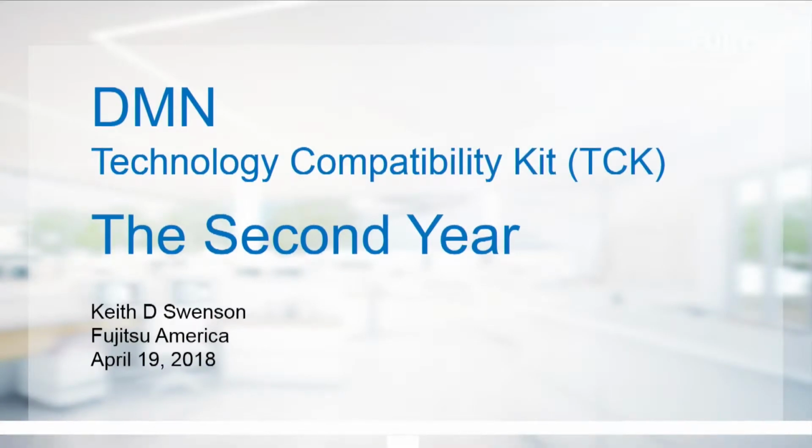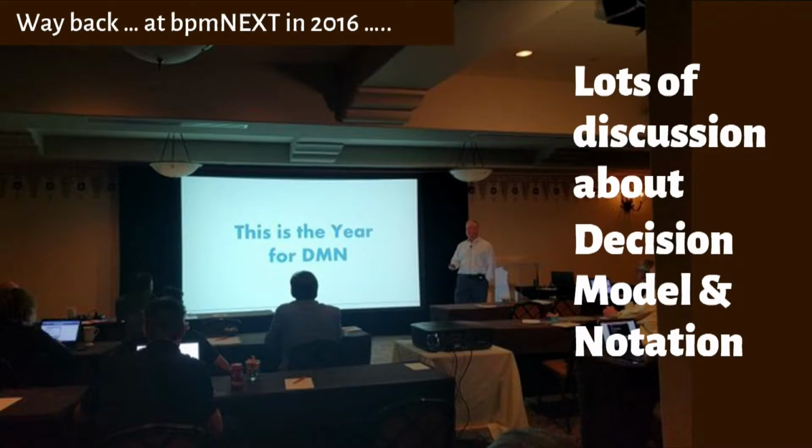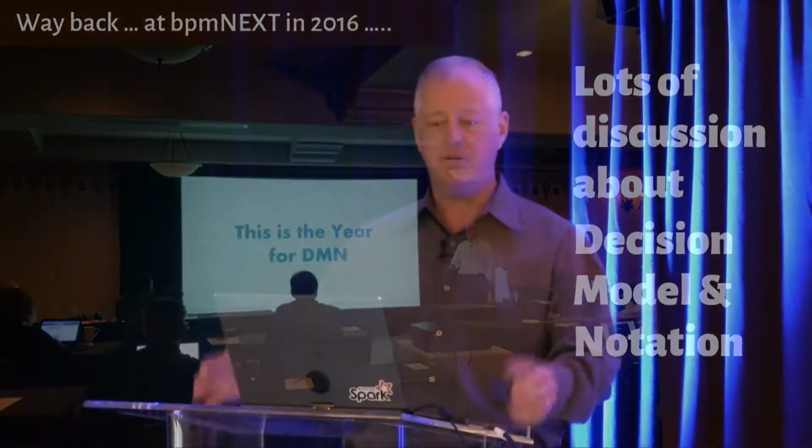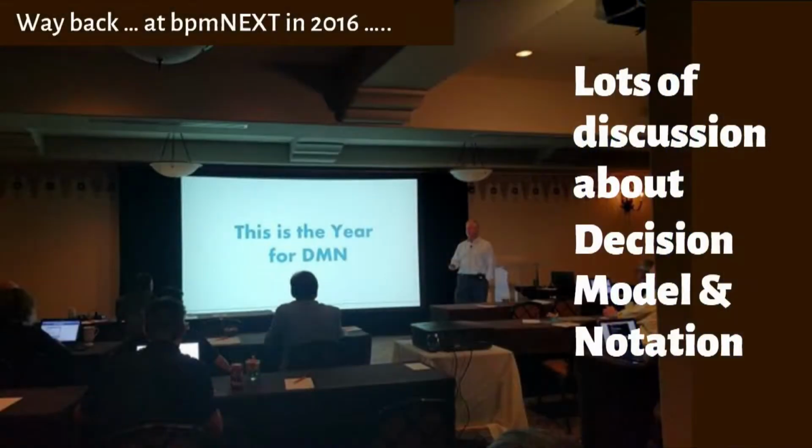DMN Technology Compatibility Kit, the second year. As Nathaniel said, this was 2 years ago, and there was a lot of discussion about Decision Model and Notation. And I was making the point that if you're going to have a standard, you have to have something running, because the written paper is never enough. There are always problems in there that you won't find until you actually get it running. And Bruce looked at me, I think he's somewhere down in front there, and he says, well, Keith, are you going to start a working group on this? So I was in front of everybody and I had to say yes.